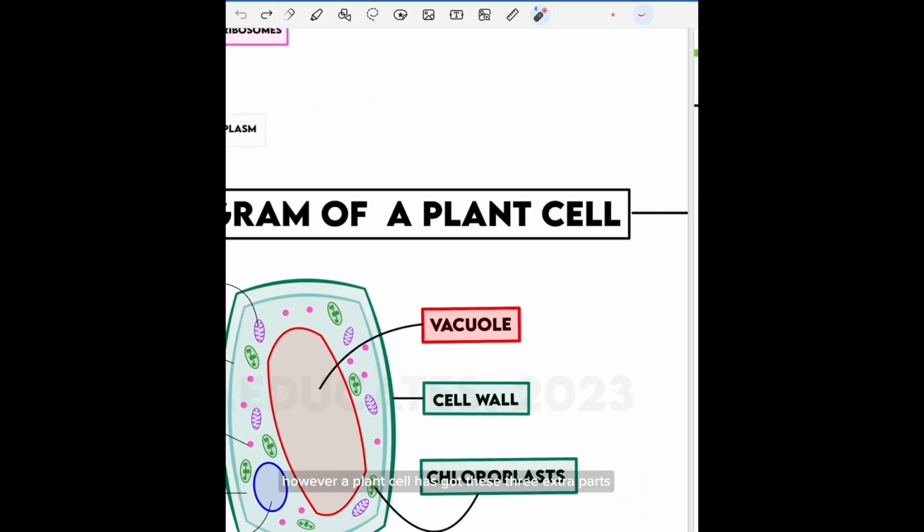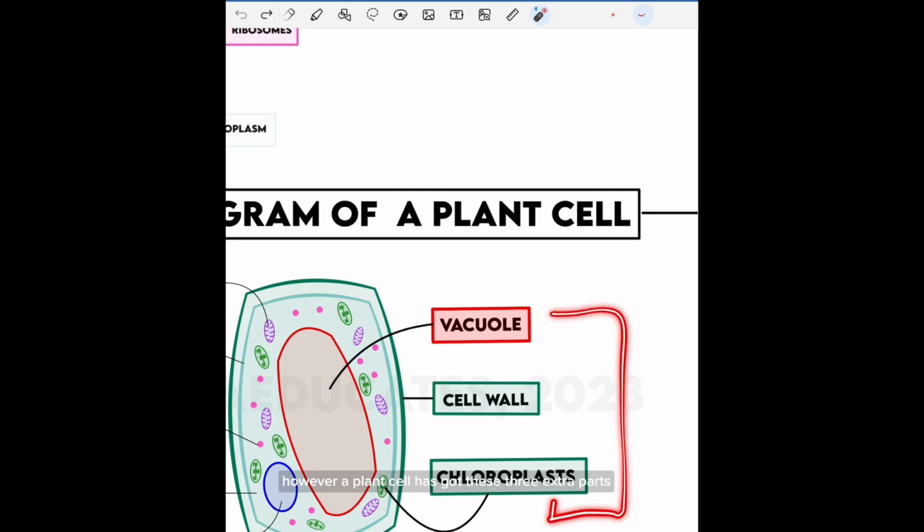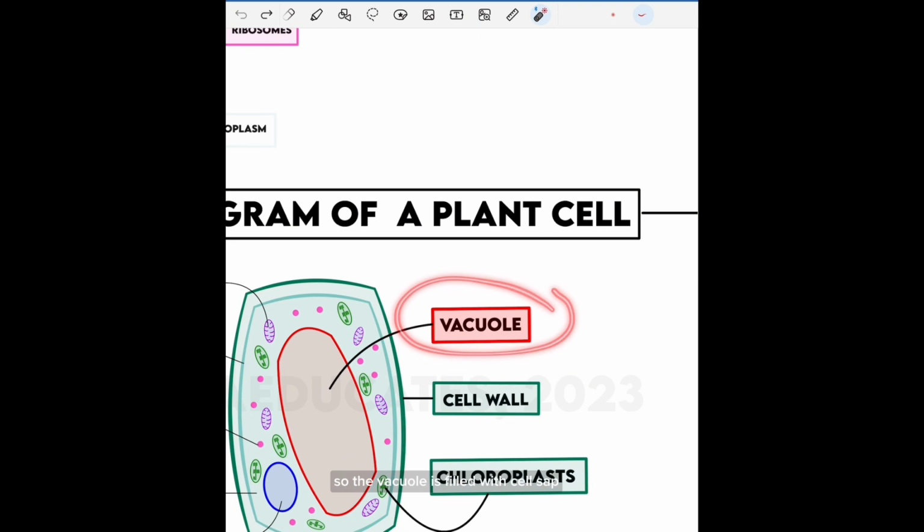However, a plant cell has got these three extra bits. Let's start off with a vacuole. So, the vacuole is filled with cell sap, which is a solution of sugar and salts, and it helps to keep the cell rigid and support the plant.